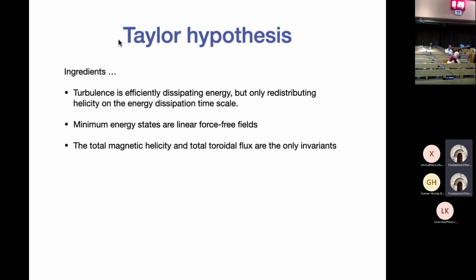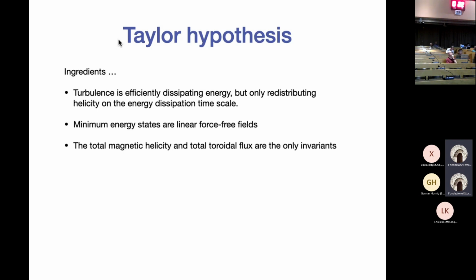The assumption here is that we have a very efficient turbulent process which generates a lot of reconnection, and so our braid, which essentially has infinitely many strands, can reconnect quite a lot, and so it can find the lowest energy state, and this should then be a linear force-free state, and the total helicity and total toroidal flux are the only invariants.